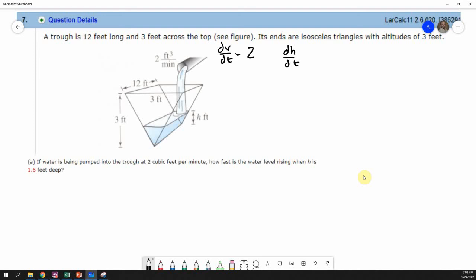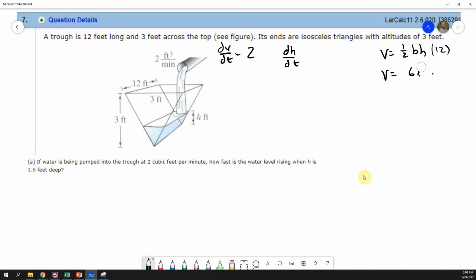But what I want you to notice is this water here is in the shape of a triangular prism, right? So the volume of a triangular prism is just the area of the triangle times the length of the prism. So the volume would be 1/2 base times height, because that's the area of the triangle, and then times its length. In this case, that would be times 12. So the volume would be 6 times the base times the height.